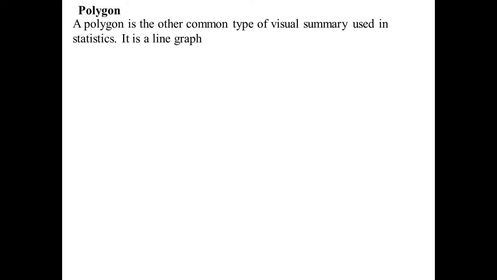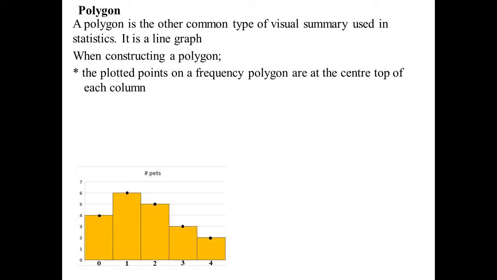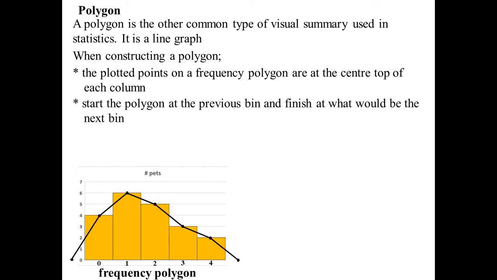Polygon. Polygon is the line graph. So when we draw this one, the plotted points are in the center of the column, so that way it ends up directly above the value. Back to our histogram: at the top of each column in the middle, directly above the score, I've plotted the point. But the other thing we do is we start the polygon at the previous bin and also finish it at what would be the next bin. So we draw it like that.